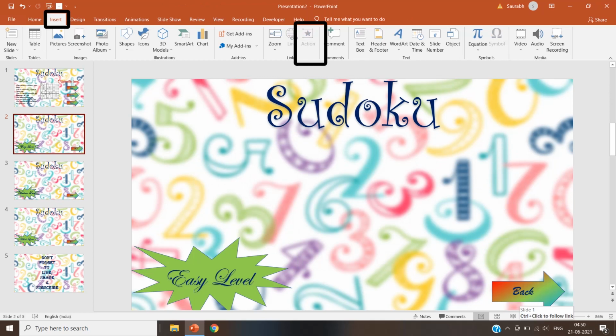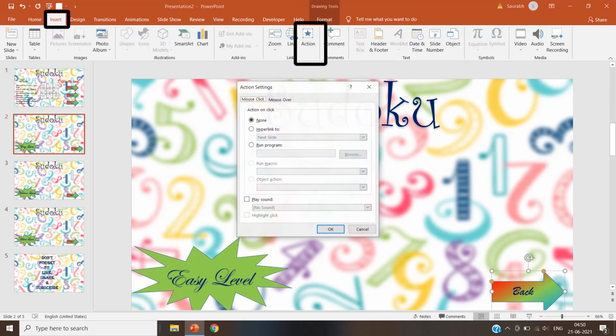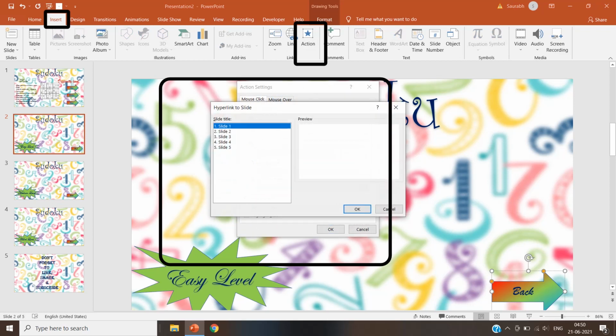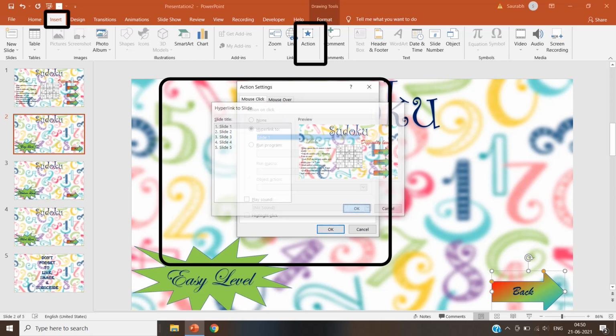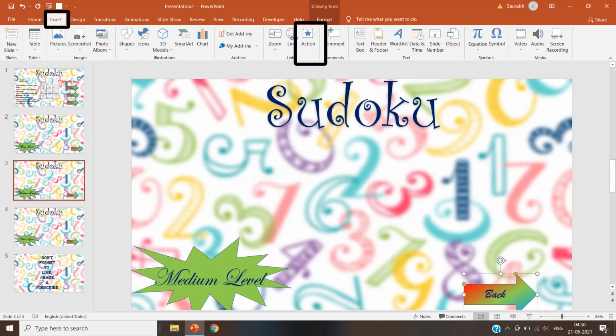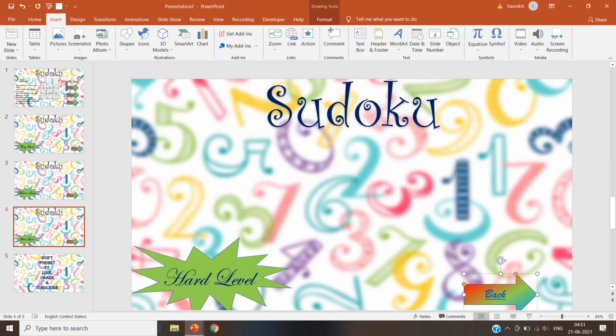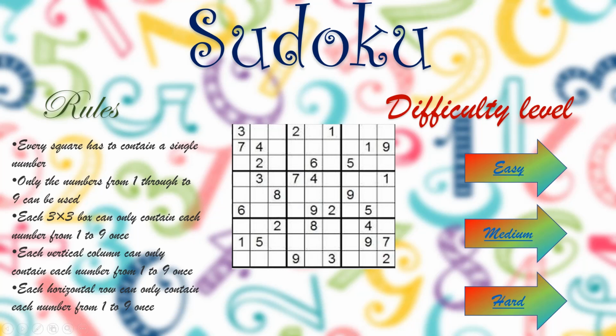In the same way, click on our first slide, that is the easy level slide. Click on the back button, again action, hyperlink to, slide and click slide number 1, that is our front page. Click on OK and again OK. In this way I am giving the back button a hyperlink to slide 1 on the medium and hard levels also.